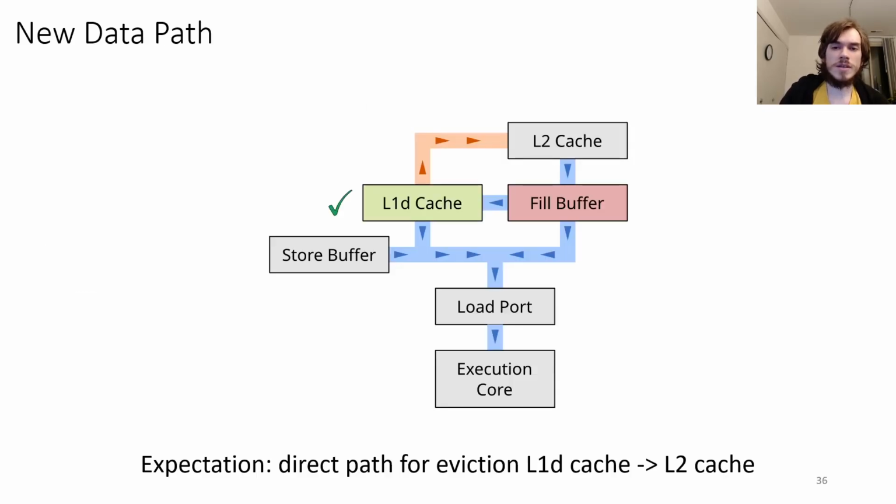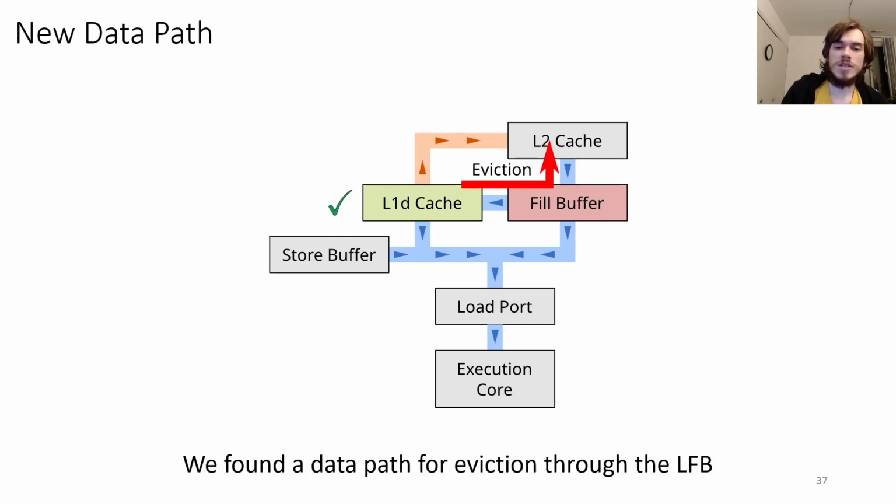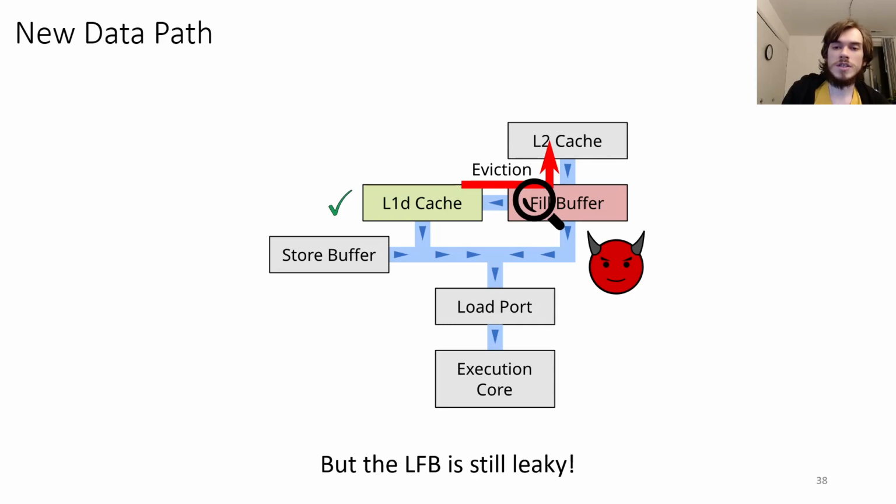So what we would expect, if we take a diagram here, is that there is an orange path for the eviction from the level 1D cache to the level 2 cache. And what we found with CacheOut is that there's actually a data path for eviction that goes through the line fill buffer. And keep in mind, the line fill buffer is still leaking. So if we can actually get some data in there, we can leak it. To exemplify that, let's say we have some data in the L1D cache. If we can somehow evict it into the fill buffer, then we can use a faulty load to leak it and then siphon it out using a side-channel attack as it goes on its way to the level 2 cache.